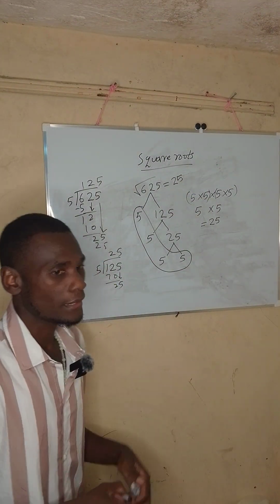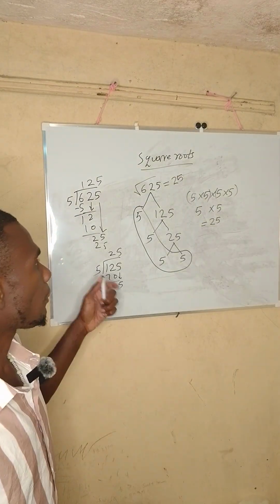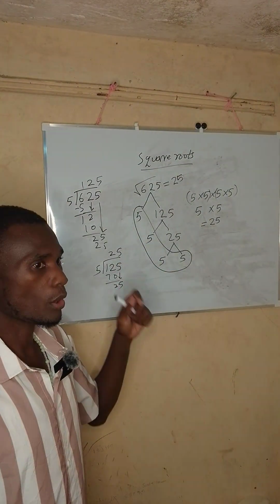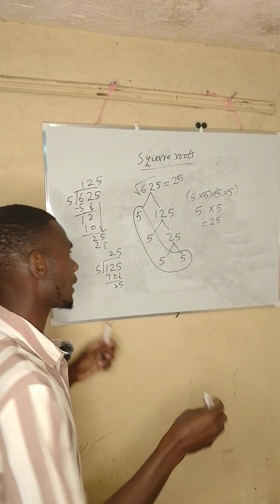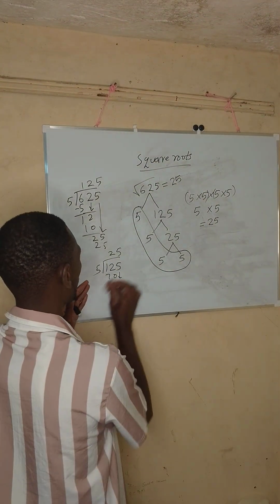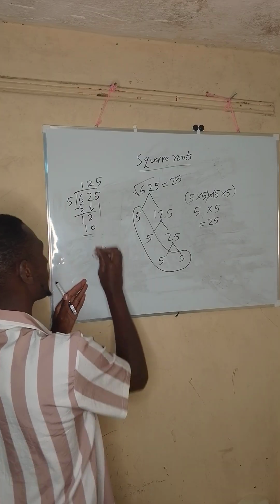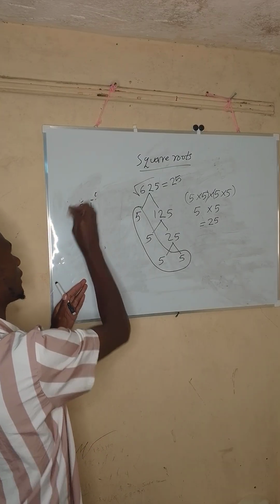Now, that is the method that is recommended in getting the square root of all numbers. Otherwise, sometimes people can forget. Sometimes people can forget.